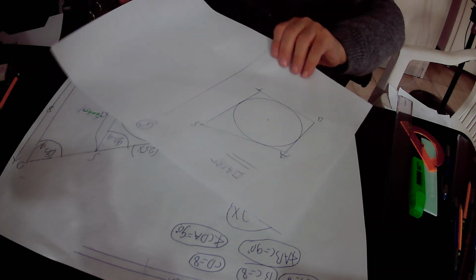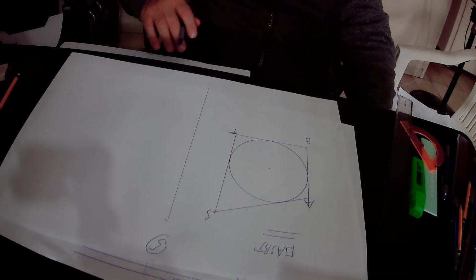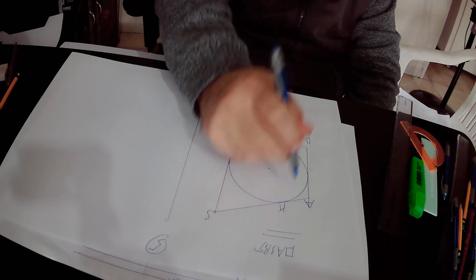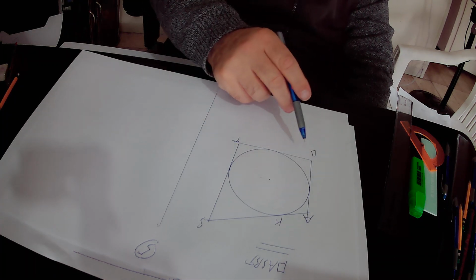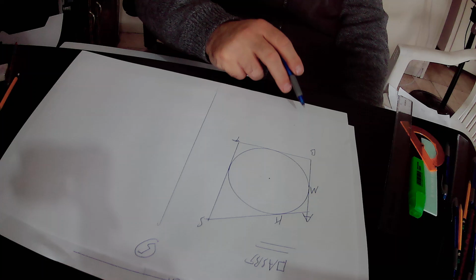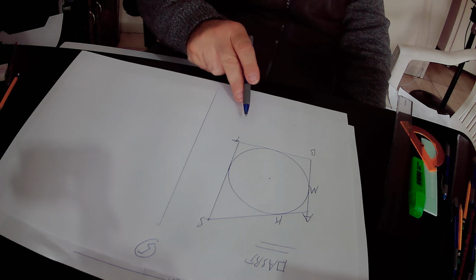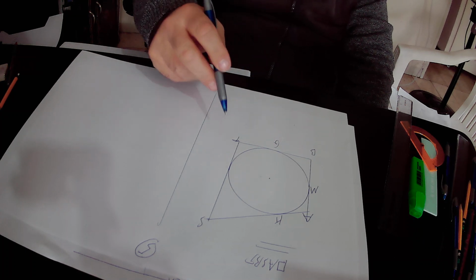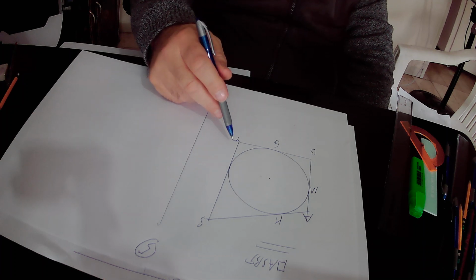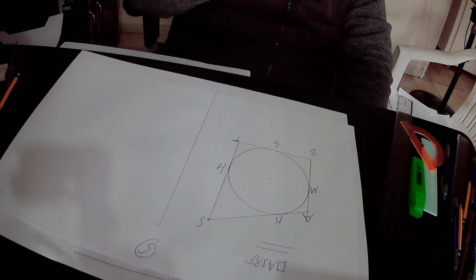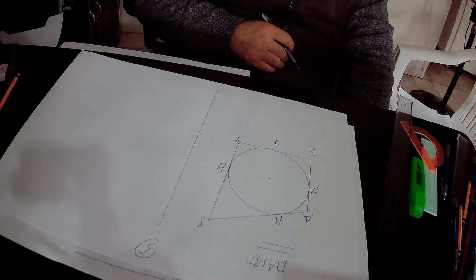So here we'll define the point of tangency of tangent AS with this circle as K. We define the point of tangency of tangent AB with this circle as M. We define the point of tangency of tangent BT with this circle as G. And finally, we define the point of tangency of tangent ST with this circle as H. In the next step, we'll implement on this drawing rule 2.